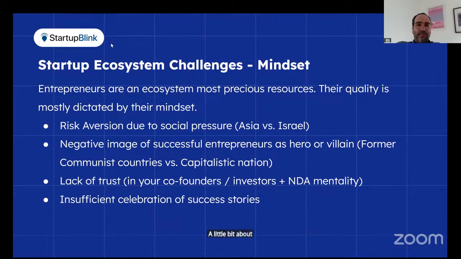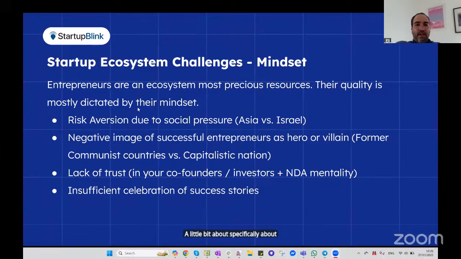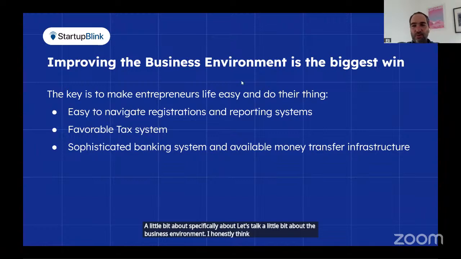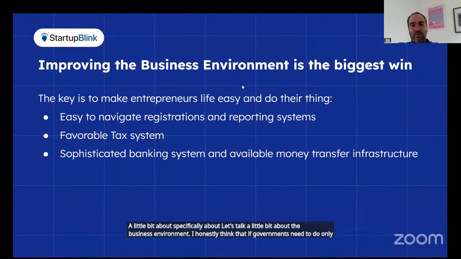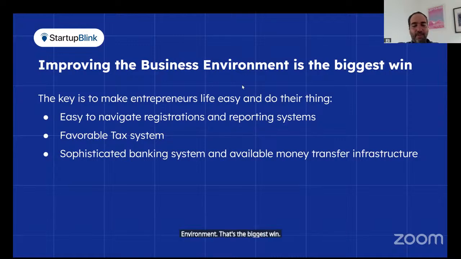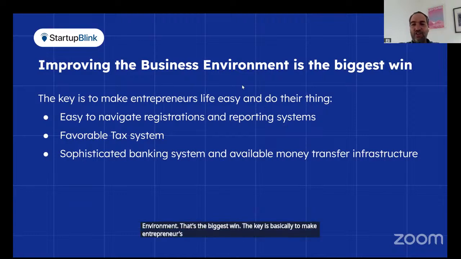Let's talk a little bit about the business environment. I honestly think that if governments need to do only one thing, it is to deal with the business environment. That's the biggest win. And the key is basically to make entrepreneurs' lives easy and just let them do their thing, because it's their thing, not our thing as a government.